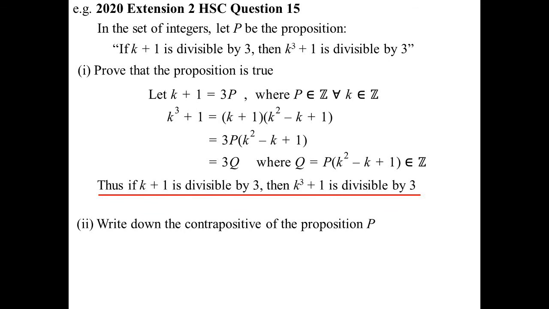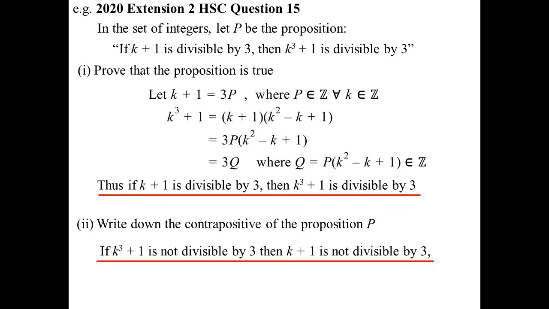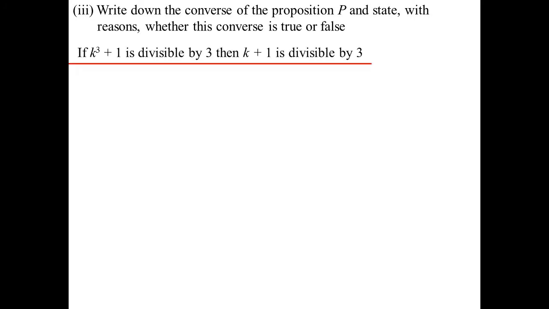Write down the contrapositive of the proposition. So the contrapositive is where you negate the reverse of the implication. So it will be, if k cubed plus 1 is not divisible by 3, then k plus 1 is not divisible by 3. And it finally says, well, now write down the converse. So that's the one that reads backwards. And state with reasons whether that converse is true or false. So there's the converse. Read the implication back the other way. So if k cubed plus 1 is divisible by 3, then k plus 1 is divisible by 3.